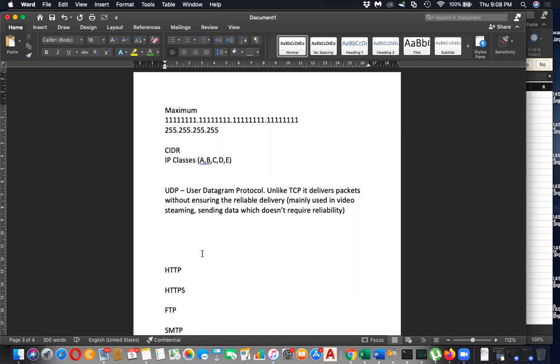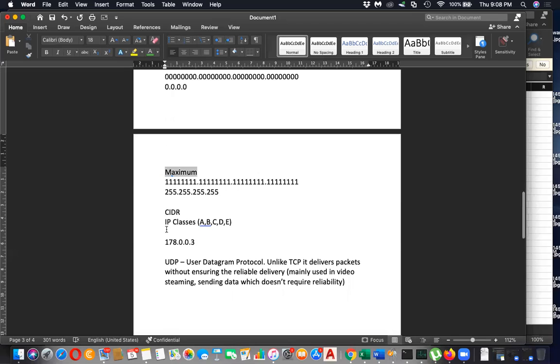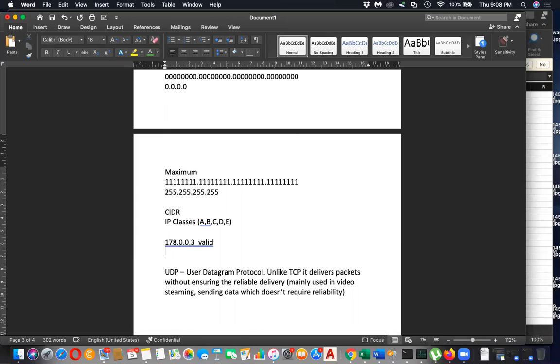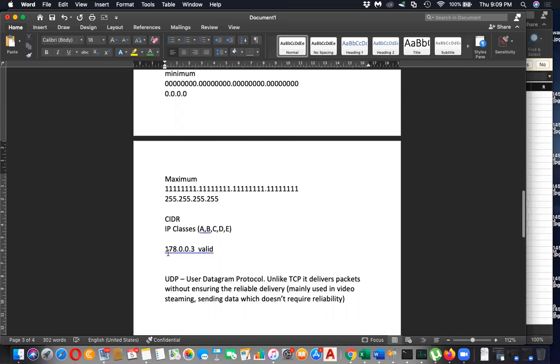Okay, can you tell me, is this a valid IP address? Is it valid? No. Why? It must be between 0 and 255. Here 0 and 255, this is valid. This is valid IP. You can represent this using this notation, 178, let's say 168. So what about this one?